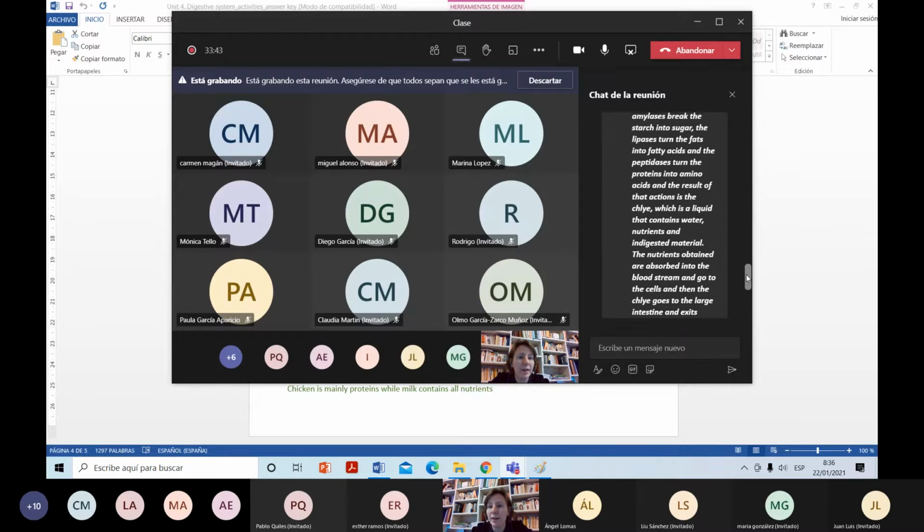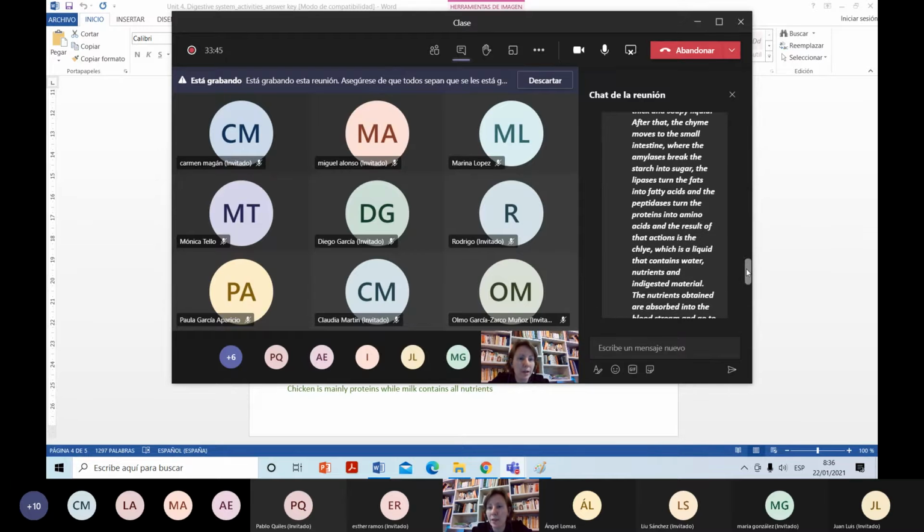Perfect. Then you should mention that somewhere here, either before or after that. No worries. That these lipases will be helped by the action of bile that emulsifies the fats.